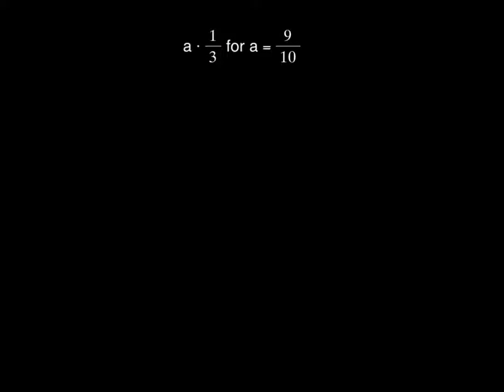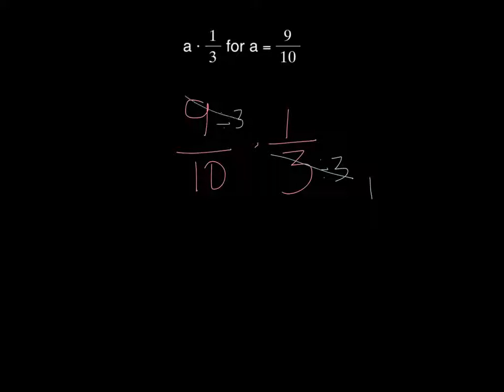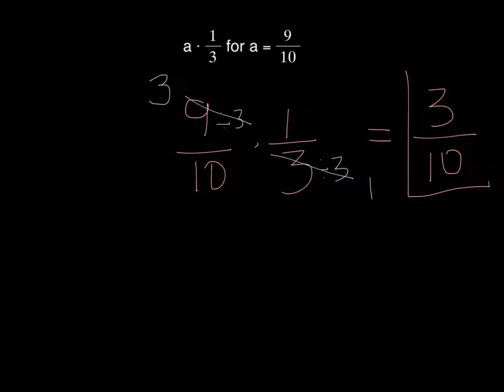Evaluate the expression a times 1/3 for a equals 9/10. So again, we're just going to plug that 9/10 in for a. 9/10 times 1/3. Okay, I'm looking to see, are there any, oh, yep, divide by 3, divide by 3. I would get a 1 here and a 3 here. So now I'm going to do 3 times 1, multiply my numerators, get a 3. 10 times 1, oh man, this is pretty easy peasy. And I'm done. I know I'm done because 3 is a prime number.